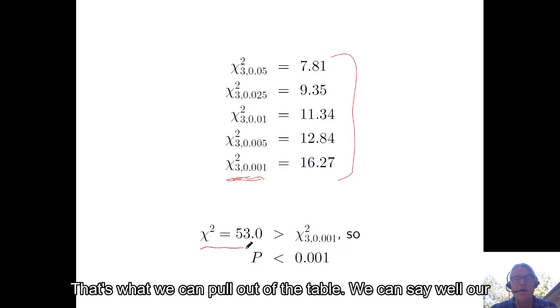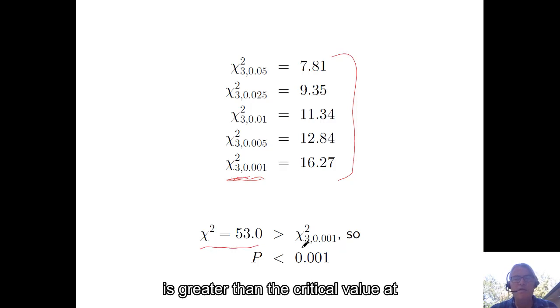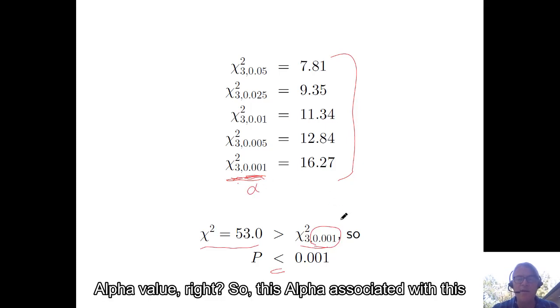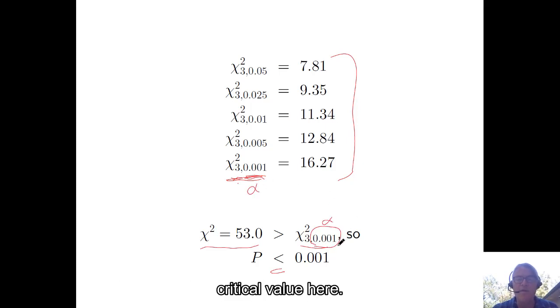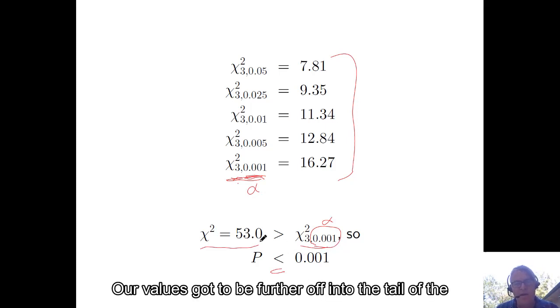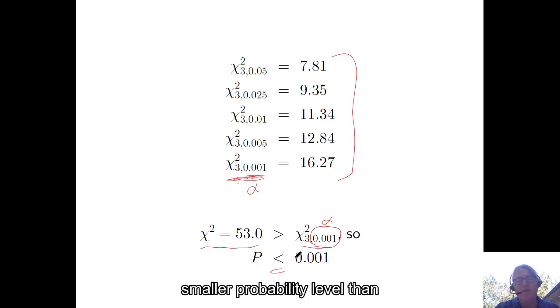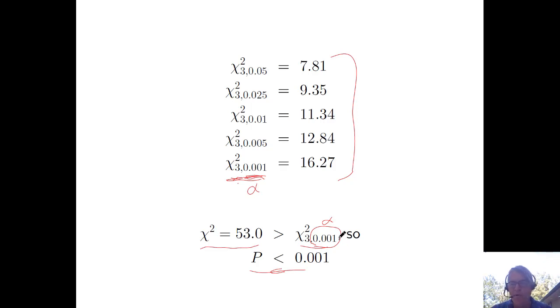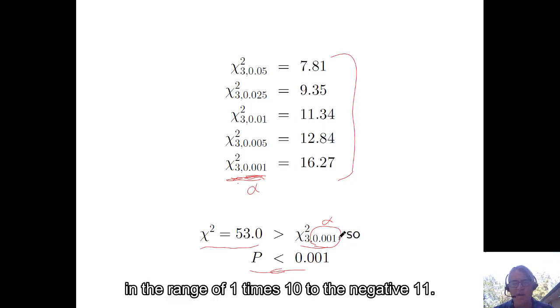We can say, well, our chi-square test statistic 53 is greater than the critical value at alpha of 0.001. So it's even more extreme. So the p-value has got to be less than this alpha value, right? Our value's got to be further off into the tail of the distribution, so it's got to have a smaller probability level than 0.001. And that's all you could tell from the table. You wouldn't know it was in the range of 1 times 10 to the negative 11.